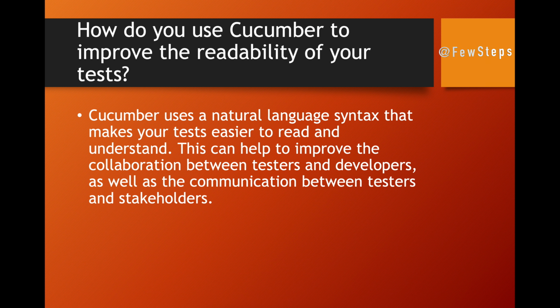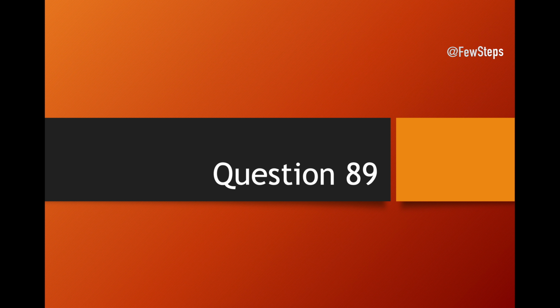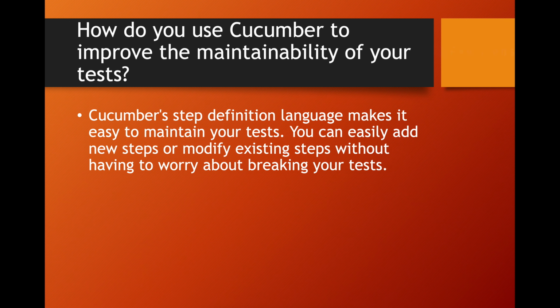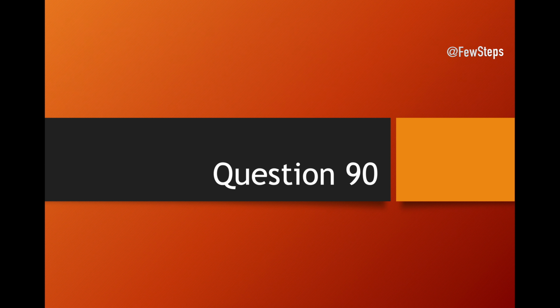This can help to improve the collaboration between testers and developers, as well as the communication between testers and stakeholders. Question 89. How do you use Cucumber to improve the maintainability of your tests? Cucumber's step definition language makes it easy to maintain your tests. You can easily add new steps or modify existing steps without having to worry about breaking your tests.